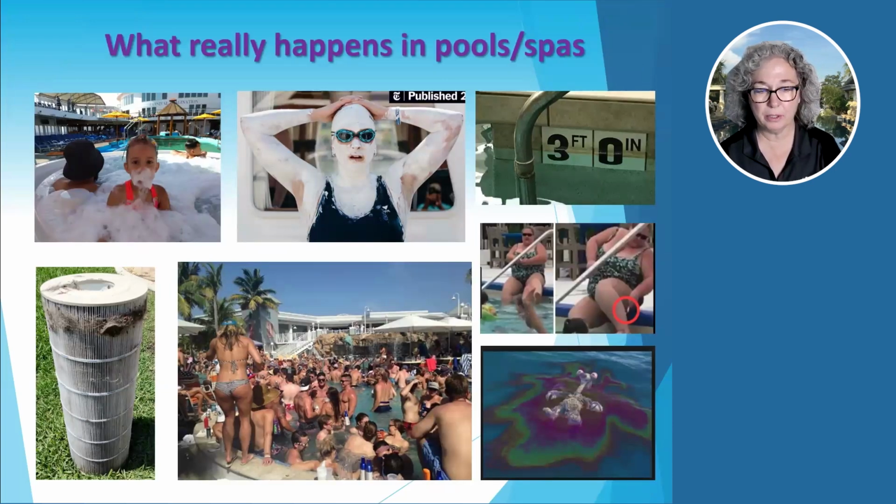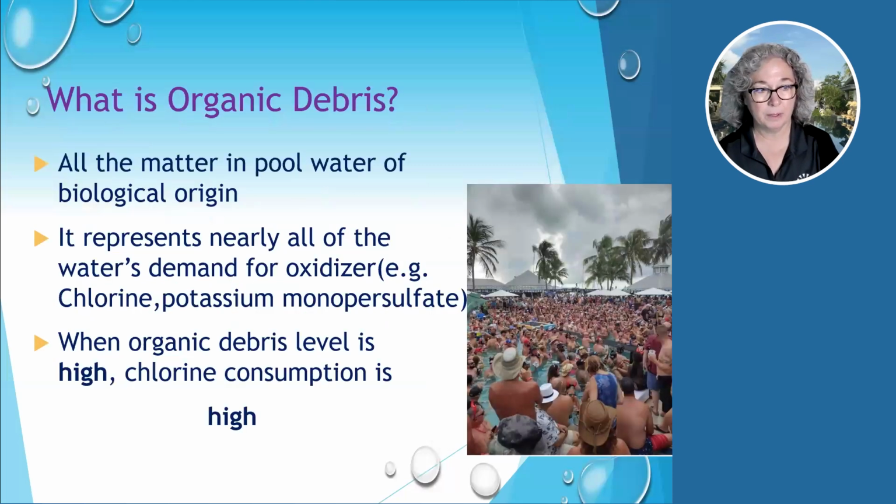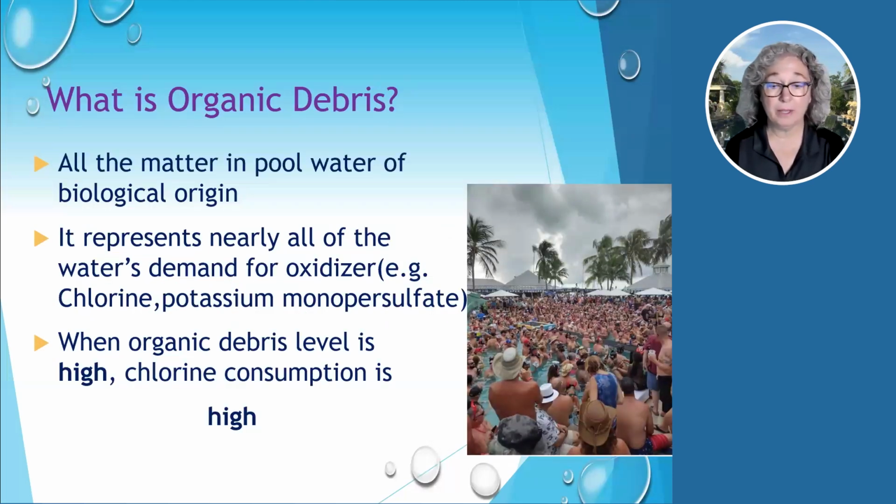Like I mentioned earlier, chlorine is a byproduct of salt, so it leaves a little bit of salt behind. Cal hypo's byproduct is calcium, so it leaves a little bit of calcium. All these bathers are leaving a ton of organics in the pool. So what is organic? It's all the matter that is introduced in the pool water. It represents nearly all of the water's demand to oxidize.